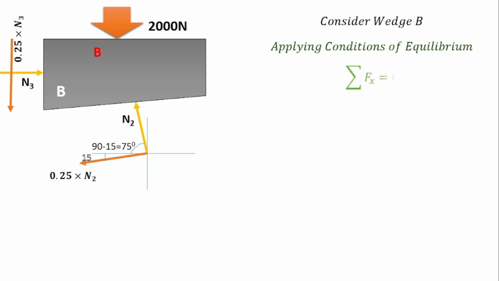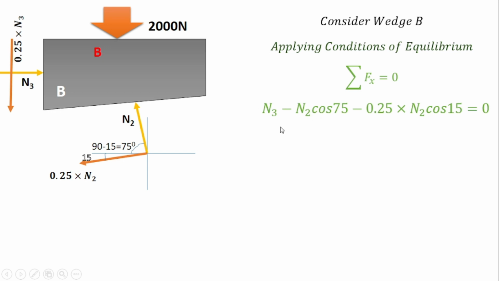So consider wedge B and apply conditions of equilibrium for wedge B. So first condition of equilibrium is summation of Fx is equal to 0. So identify all horizontal forces. What is the first horizontal force here? N3, N2, 0.25 N2. Only three forces will come in the equation. So start with the N3. It is towards right side, so N3. Then N2. It lies in the second quadrant, so its value is minus. So it is minus N2 cos 75. The next one is 0.25 N2. It lies in the third quadrant, so its value is negative. So minus 0.25 N2 into cos 15. This completes your equation.